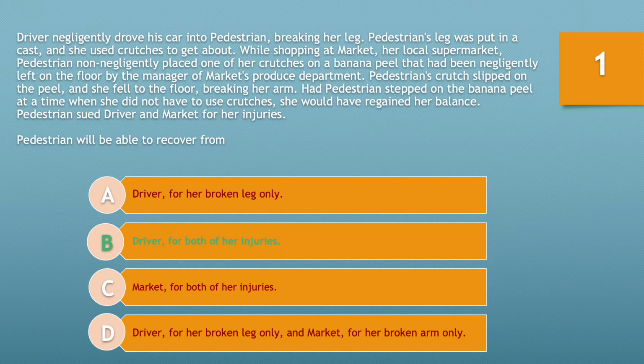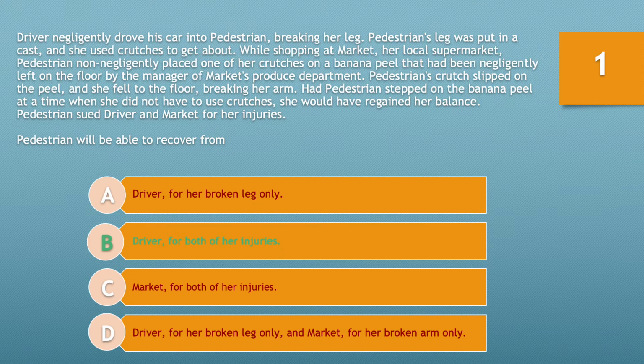Well, I hope you chose option B, driver for both of her injuries. To establish a prima facie case of negligence, the plaintiff must show a duty, a breach of that duty, causation, and damages. Causation includes both actual cause and proximate cause. Actual cause means that but for the breach of the duty by the defendant, the plaintiff would not have been injured. Proximate cause is the philosophical connection which limits liability to consequences that bear some reasonable relationship to the defendant's conduct, so as not to offend notions of common sense, justice, and logic.